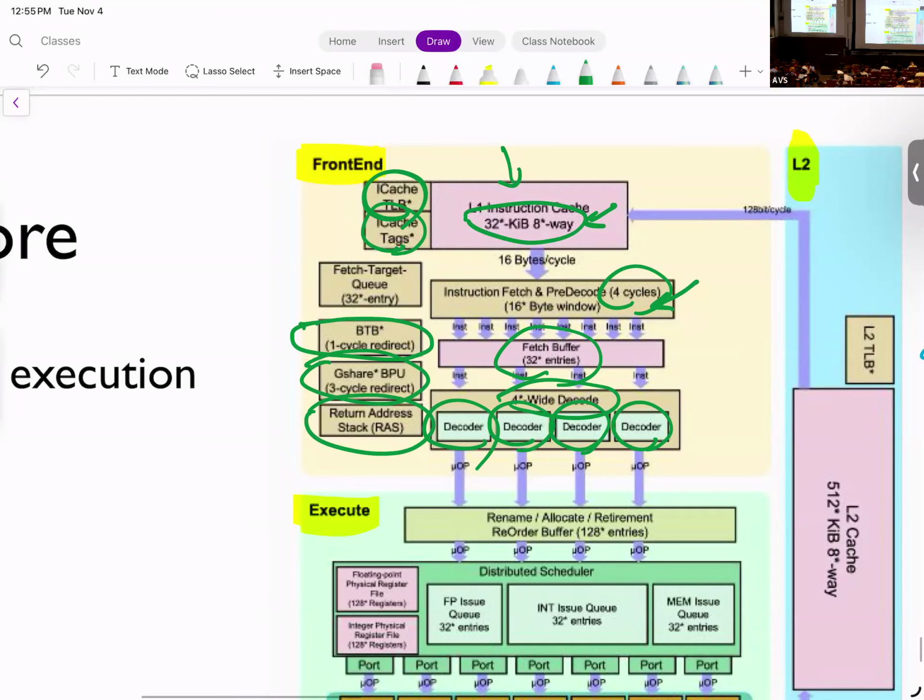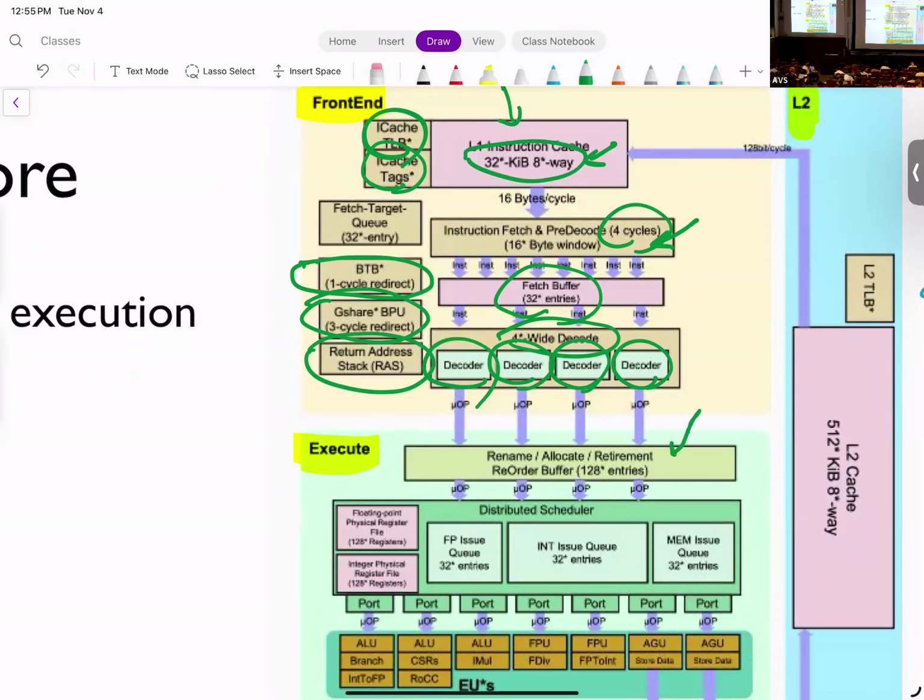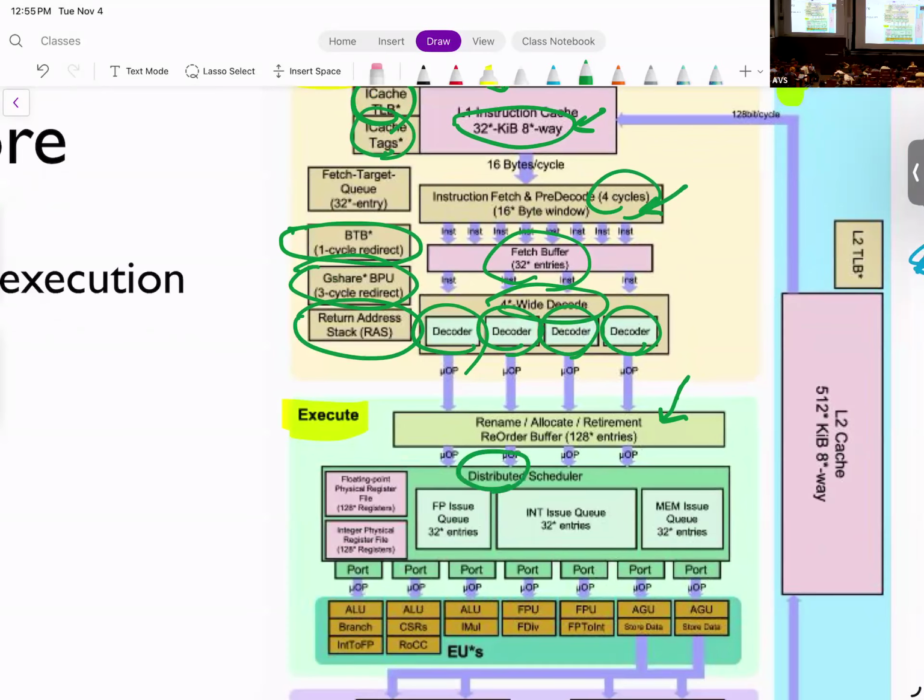Then you have your reorder buffer here. So you put things in your reorder buffer. It has 128 entries. Then you have your distributed scheduler. Remember I told you that you can either have one big reservation station or you can have a per functional unit reservation station. This one has per functional unit, so it has one for integer, which has 32 entries. It has one for the memory, and it has one for floating point operations. So each one has 32 entries.